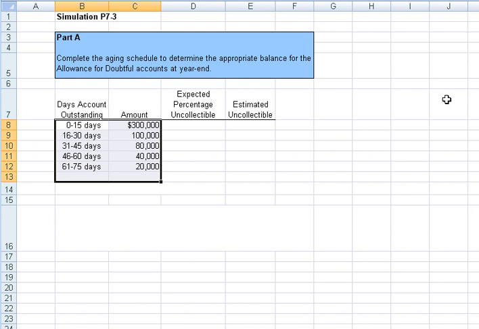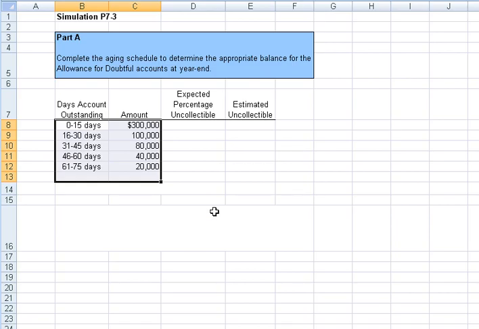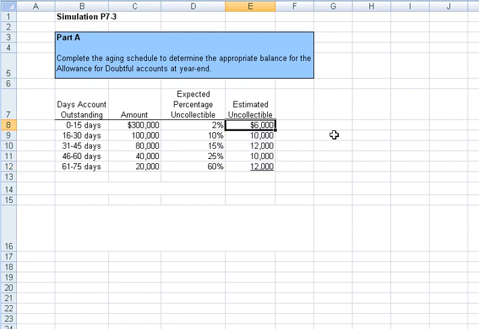If we wanted to determine the expected percentage uncollectible, what we would do is take 100% minus the data we presented. So 100 minus 98% means there's a 2% chance of being uncollected. At 16 to 30 days, it's 10%, 100 minus 90. If we drop all of those factors in, we wind up with an expected percentage uncollected. Then we can simply multiply the number times the percentage to come up with the estimated uncollected. So we would take 300,000 times 2%, and we would take 100,000 times 10%, and so on. That would give us all the values that appear right here in column E.